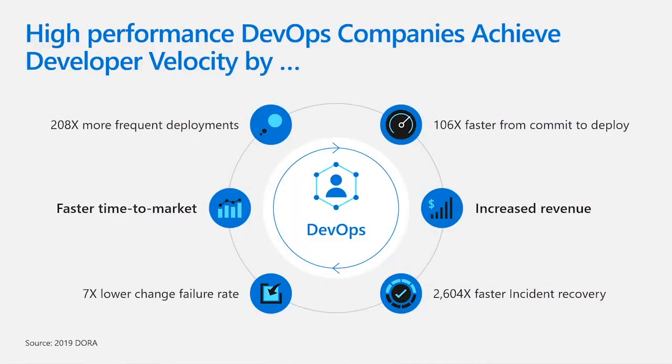Higher performance DevOps companies, those companies that have embraced DevOps, achieve developer velocity 10 times over. In fact, it's even more than that. They're able to have 208 times more frequent deployments, 106 times faster commits to deploy. We're able to have a faster time to market, which directly correlates to increased revenue. You're able to have a 7 times lower change failure rate, and over 2,600 times faster incident recovery. And we'll learn how we can handle incident recovery today in this module.